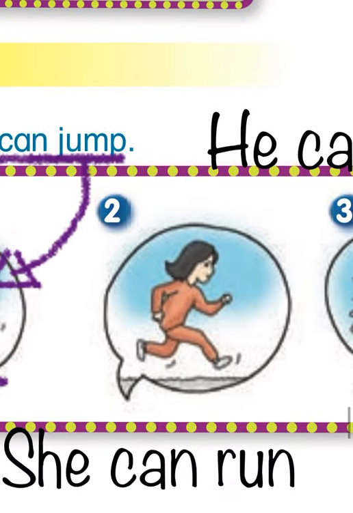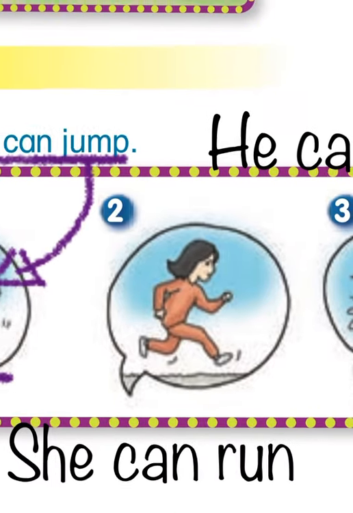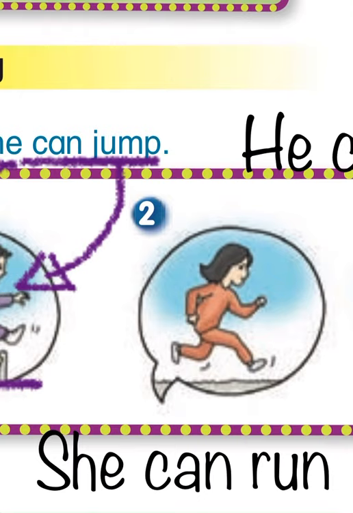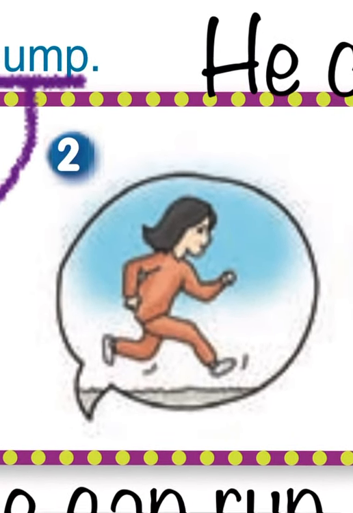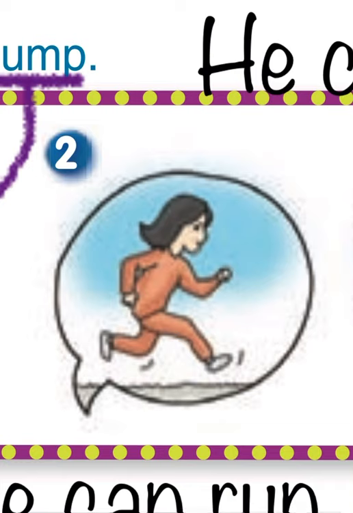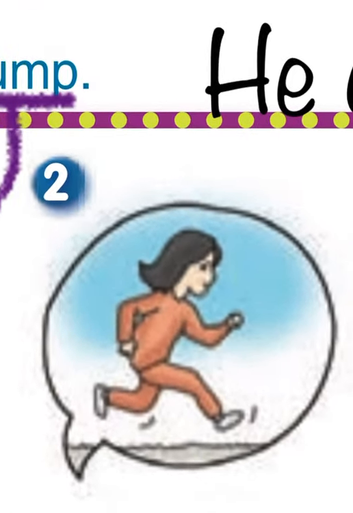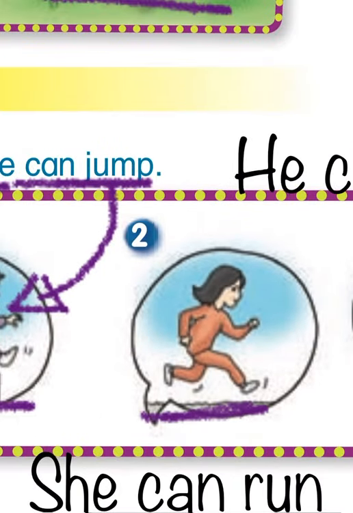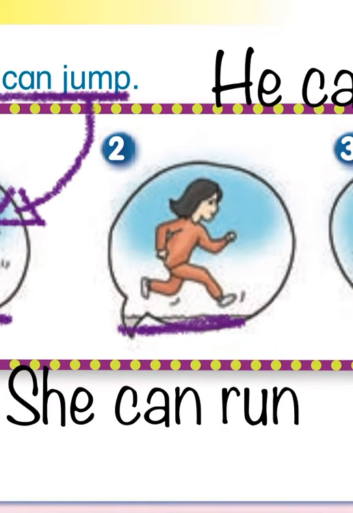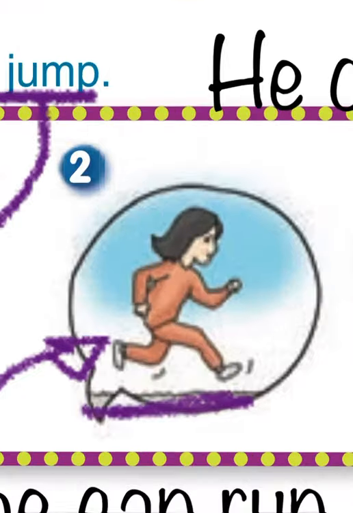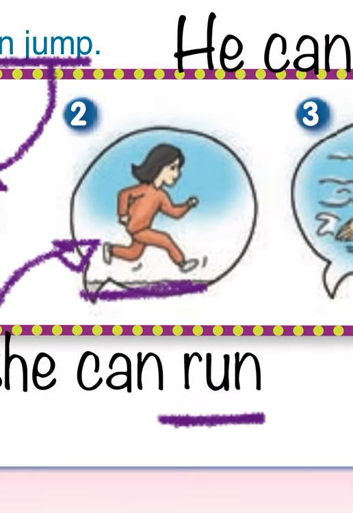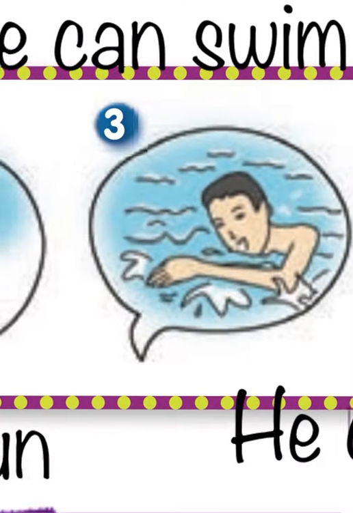Okay, number two. Do we have a girl or do we have a boy? It's a girl. Excellent. So, Hashim, we must say she. Bravo. She can, what is she doing? She can run. Bravo. Excellent. She can run. She, it's a girl. Look, she's running. Run, R-U-N.